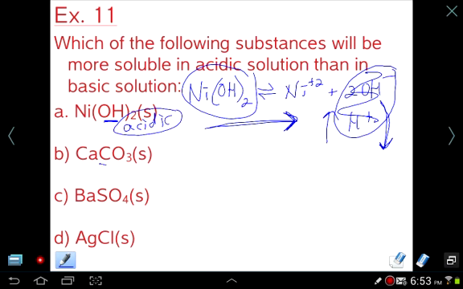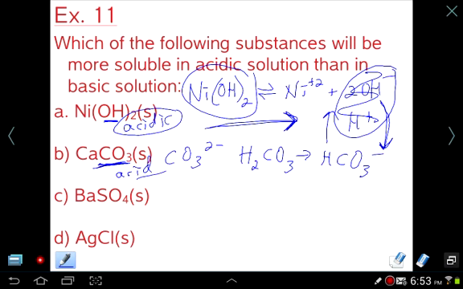Calcium carbonate also has carbonate, which is basic. Remember, carbonate is the conjugate base of eventually carbonic acid. From carbonic acid you'll get hydrogen carbonate, and from that you can get your carbonate, which means this is basic, so it'll be much more soluble in acidic solution.